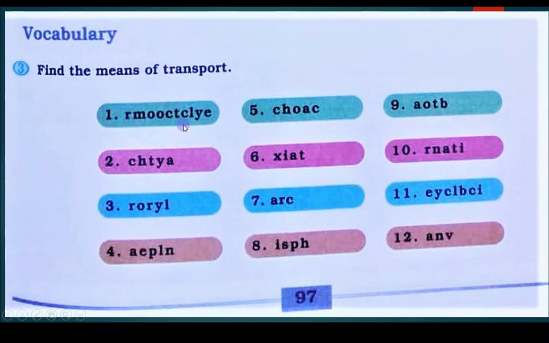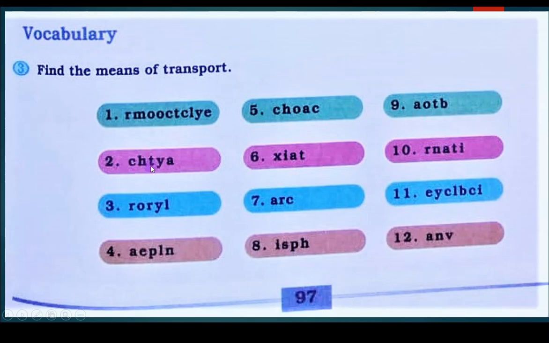1. What do you think? ما رأيكم؟ This means of transport is motorcycle. دراجة نارية. Okay?